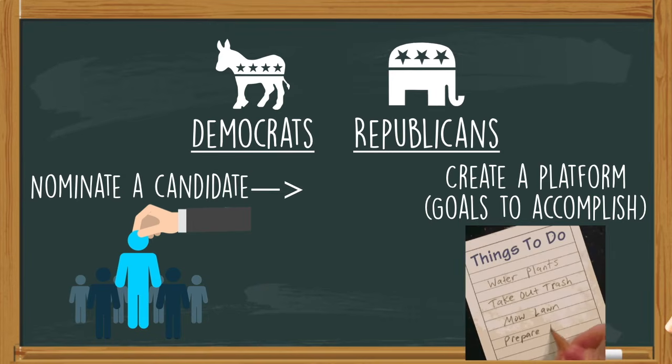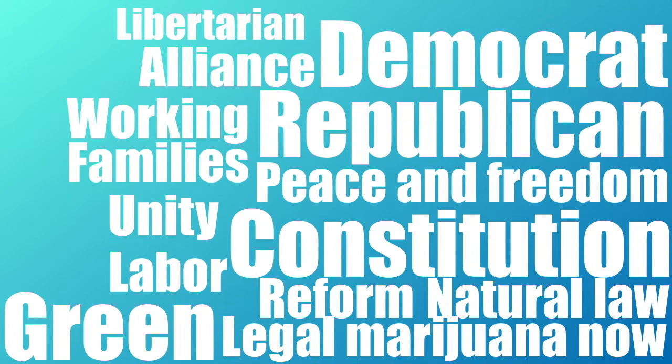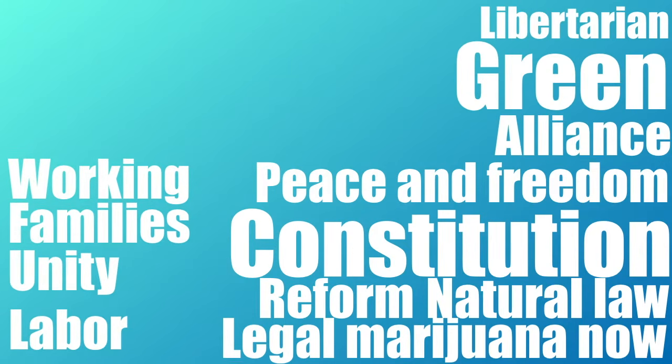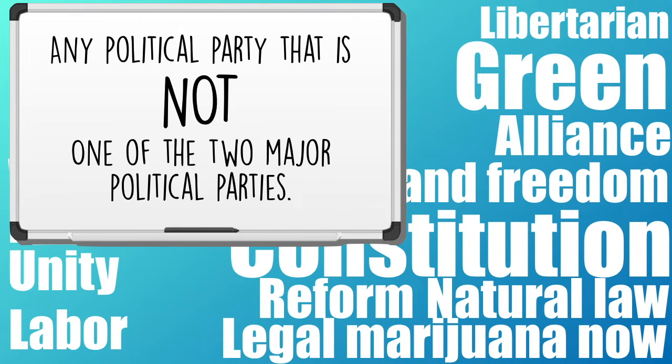These platforms are critical for voters to understand who this candidate is and what they will do if they're elected into office. All right, let's switch gears and go back to third parties. Now, taking a look again at all of these political parties, if we remove the two major parties, we're left with all of the rest, and all the rest are called third parties. And third parties are defined as any political party that is not one of the major two parties.